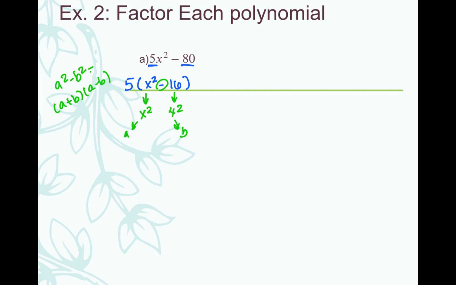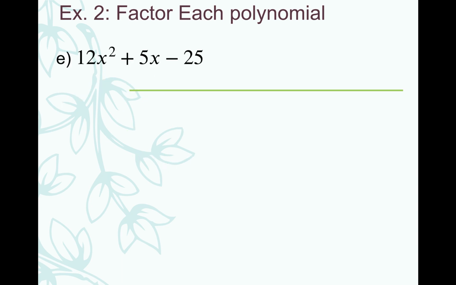So I'm going to rewrite this as 5, remember we're going to drop that 5 down, x minus 4, or x plus 4, x minus 4. If you switch the order of these two, you would still have the exact same answer. So 5 times x plus 4 times x minus 4.